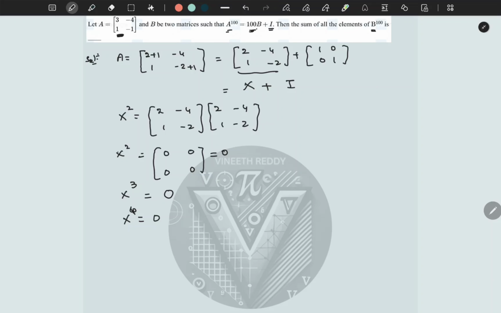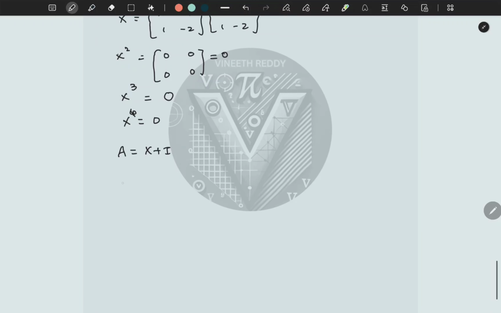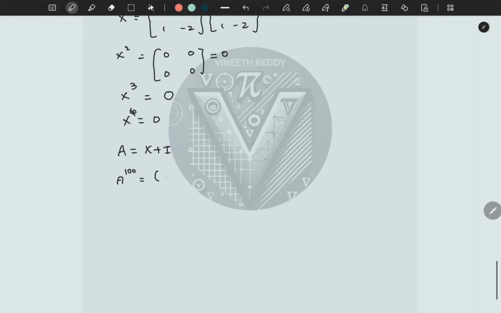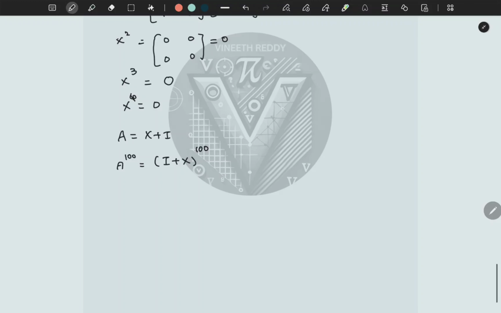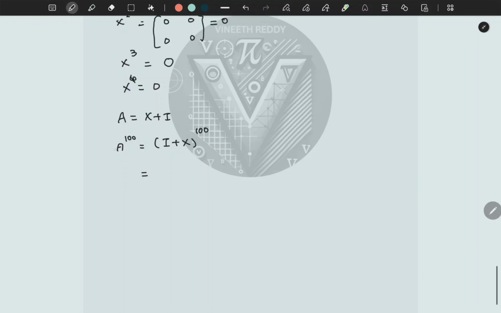So what is A ultimately? X plus I. So what will A raised to the power 100 be, dear students? We can write it as I plus X whole to the power 100, because A plus B is nothing but B plus A. Now we can apply the binomial theorem here. The binomial theorem can be applied for matrices here, right?